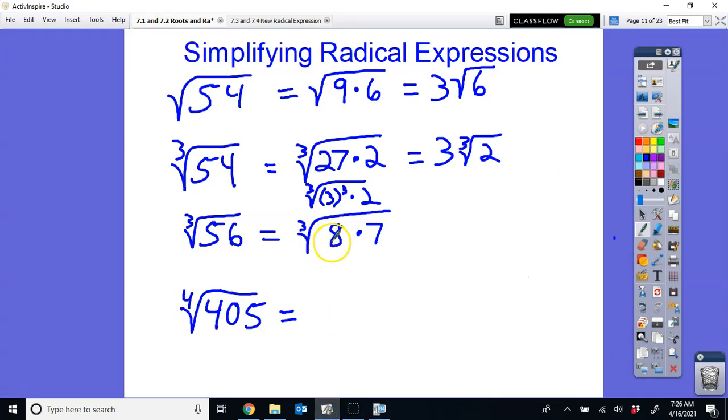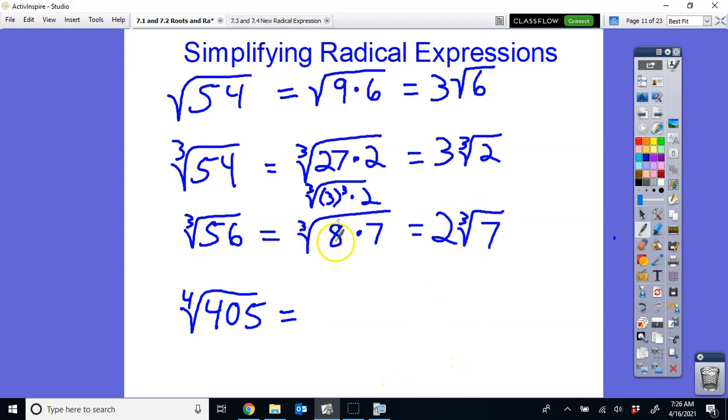Because 8 is a perfect cube. Not because 7 is special, not because 8 is special, but because 8 is a perfect cube, and I'm taking the cube root. So the cube root of 8 would be 2. And then the cube root of 7 stays on the inside.